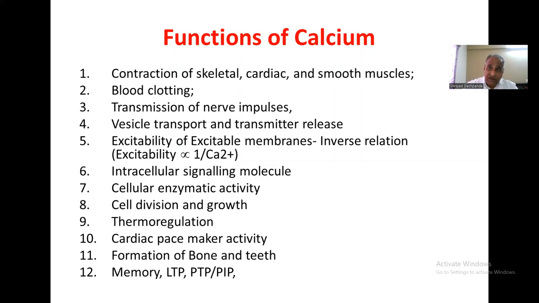And you know, calcium is essential for bone and teeth formation. That is apparent. Then you can see that calcium is necessary for memory, long-term potentiation, post-tetanic potentiation, post-tetanic inhibition, and a number of other physiological mechanisms involve calcium. So the list may be exhaustive. I have just added up 12 mechanisms: contraction, blood clotting, transmission of impulses, vesicle transport, excitability, intracellular signaling, cellular enzymatic activity, cell division and growth, thermoregulation, cardiac pacemaker potential, bone and teeth, and memory and other central neural regulations.